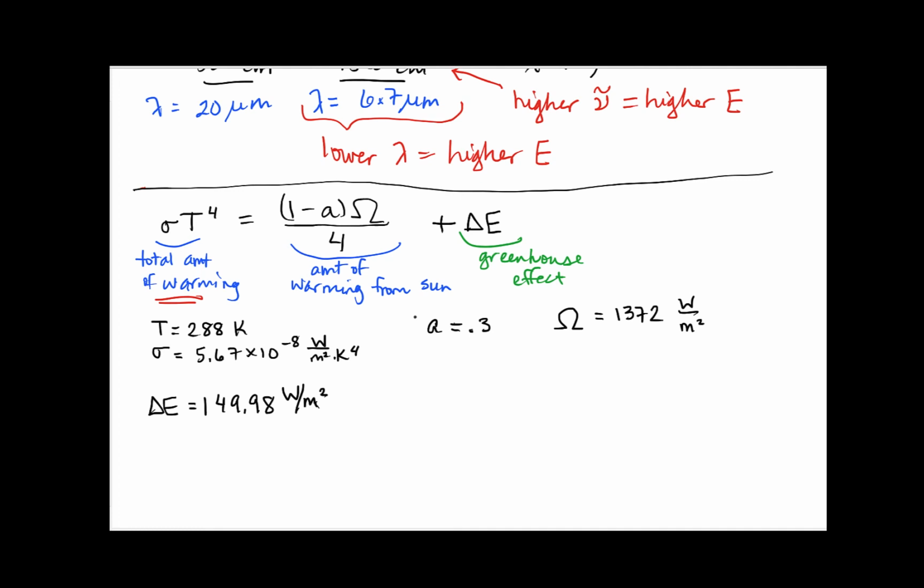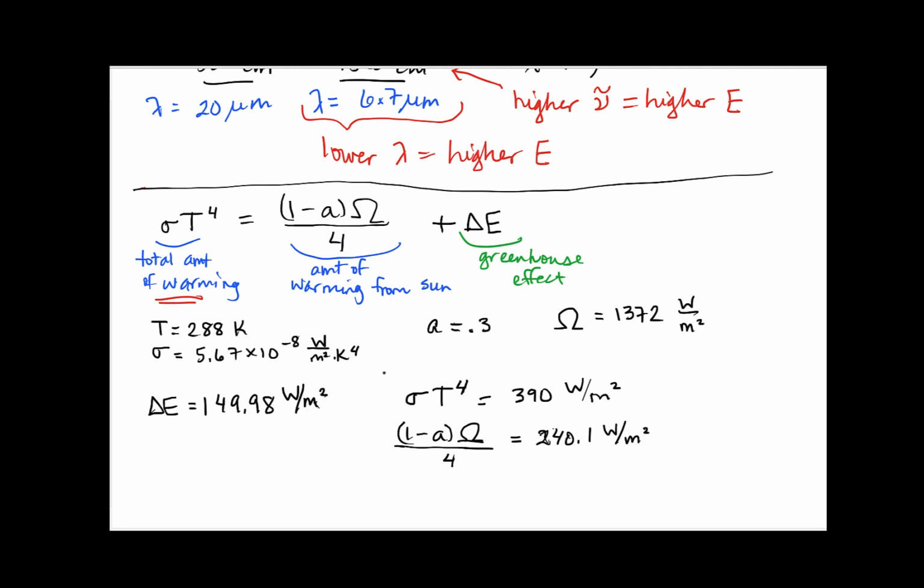So just to make sure that we are on the same page, the term that I got for the sigma T to the fourth, I calculated this total amount of warming previously as 390 watts per meter squared. And the term from the sun, that one came to 240.1 watts per meter squared.